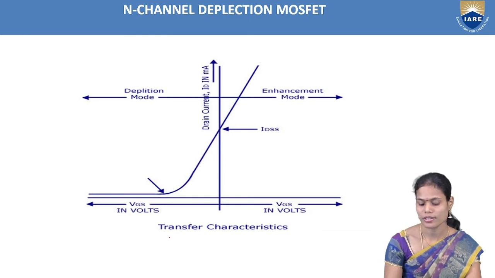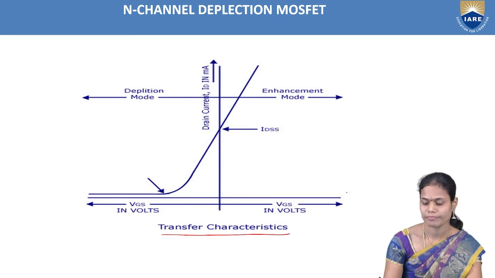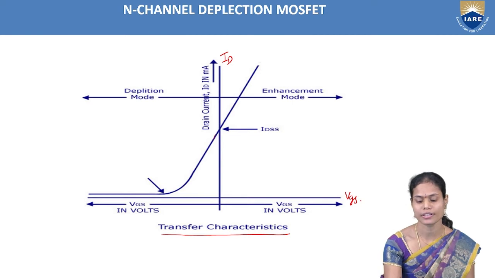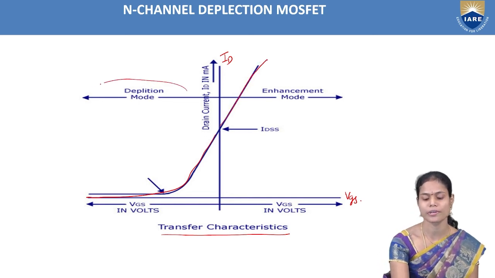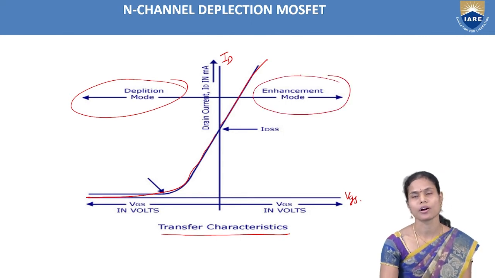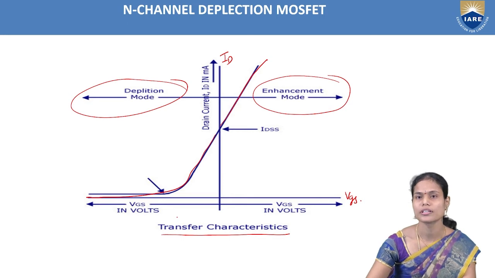So the next characteristics are the transfer characteristics between ID and VGS. Here, if VGS is negative, the current is decreasing, and if VGS is positive, the current is increasing. So in this case also, this is the depletion region of operation and this is the enhancement region of operation. So these are the transfer as well as drain characteristics of the N-channel depletion MOSFET.